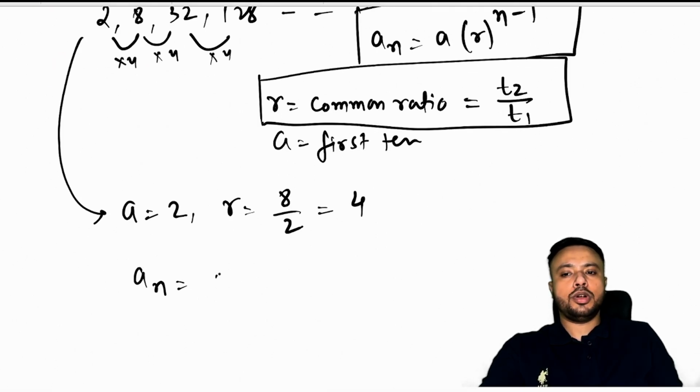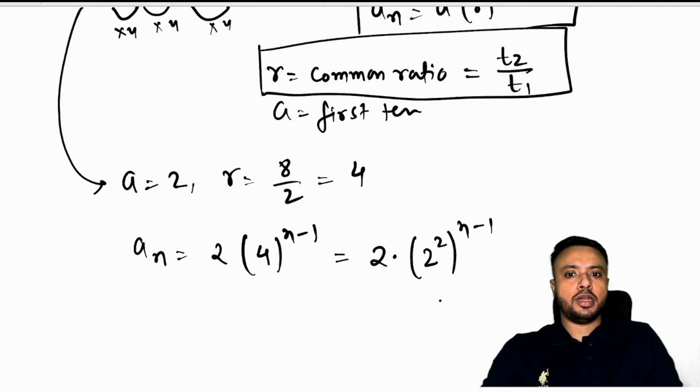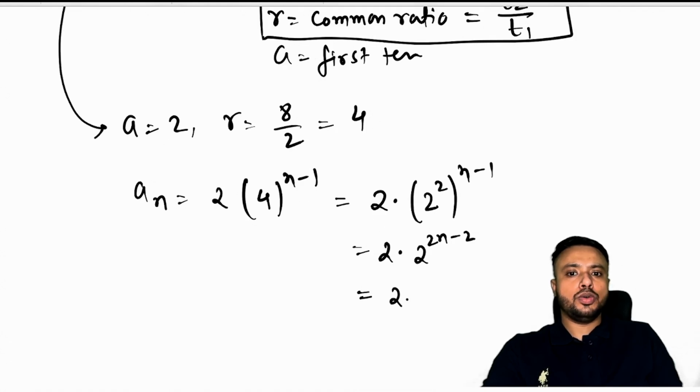So n will be equal to 2, 4 raised to the power of n minus 1. To simplify it a little bit, I can use the exponent properties here. So I can write it as 2 squared raised to the power of n minus 1. And hence I can write it as 2 into 2 raised to the power of 2n minus 2. And I can write it as 2 into 2 raised to the power of 2n upon 2 squared, because if it's negative, then I'm using exponent law properties.